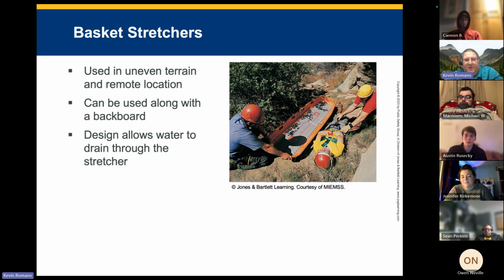So what I recommend, if you're going to have a patient that you're putting into a basket, is have a backboard underneath it so you can easily get the patient out. Backboard, scoop, doesn't really matter. Just have something underneath that you can get the patient out of that Stokes basket with. Makes life a lot easier.